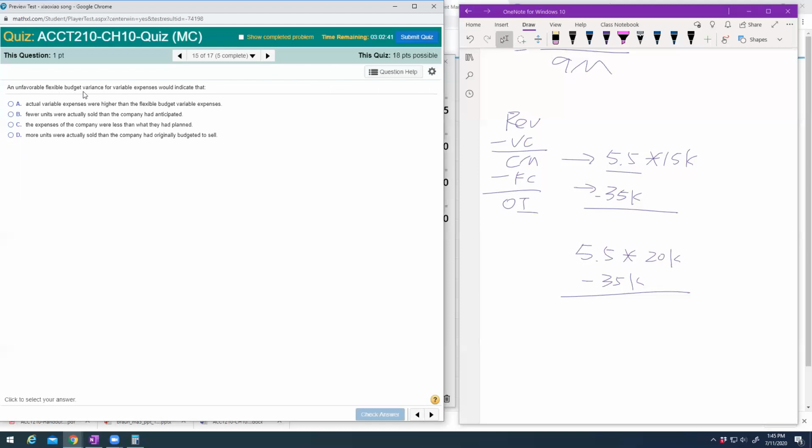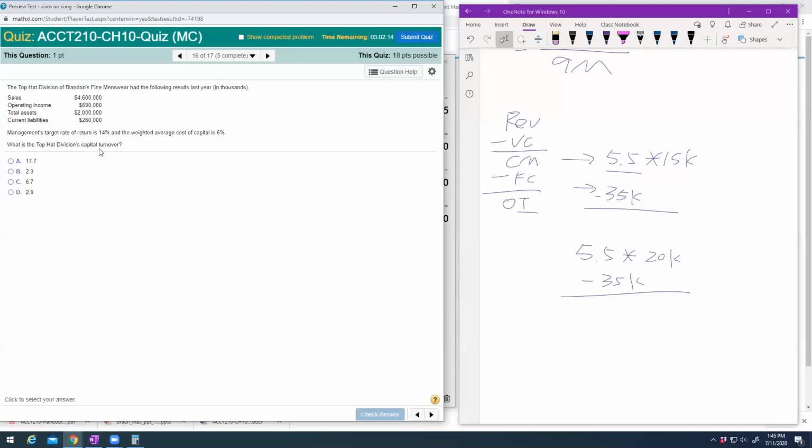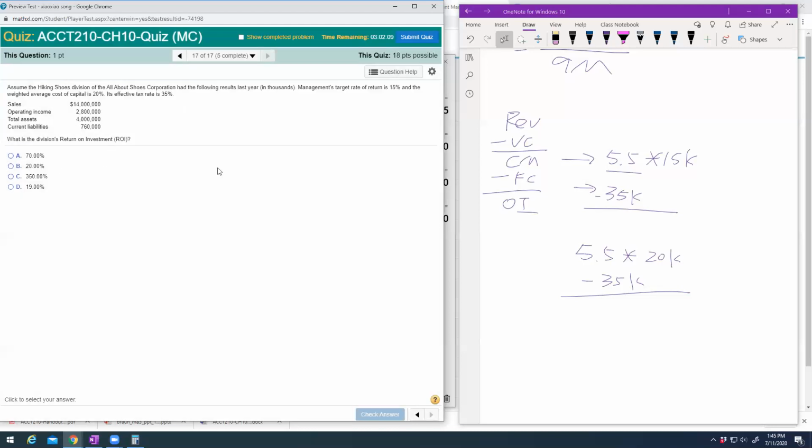Unfavorable flexible budget variance for the variable expense would indicate what? Read the textbook. As long as you understand the logic, you should be able to get this by yourself. Because flexible budget variance is all due to the dollar amount. It has nothing to do with your units, right? It's not fewer units, it's not more units. Okay, next one, talking about capital turnover, you should know it by yourself. And then ROI, you should know this by yourself.